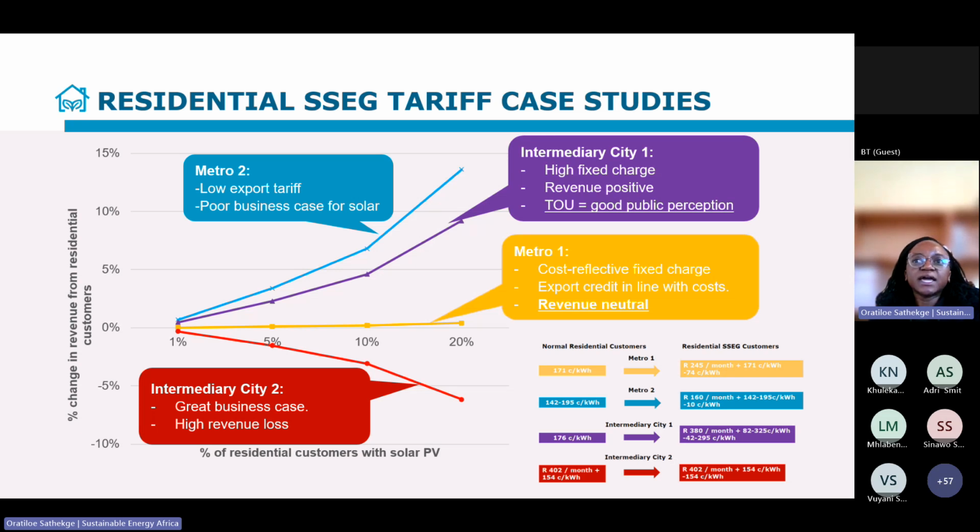So over time, let's move on to the second. With Intermediary City 2, we have a high fixed charge.